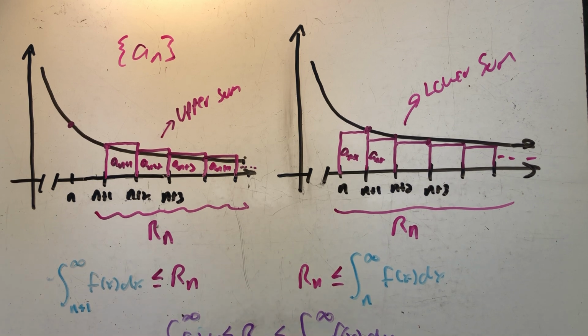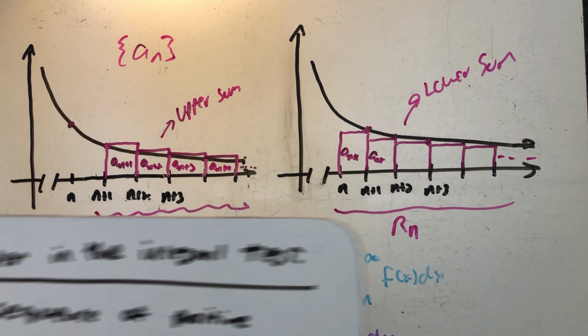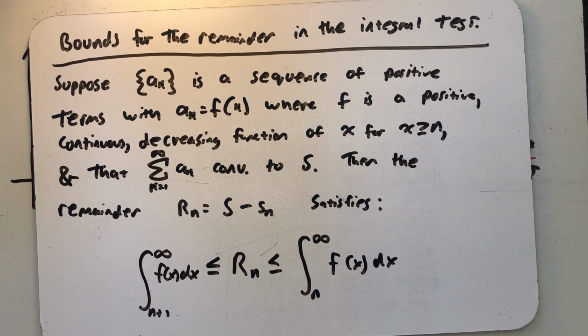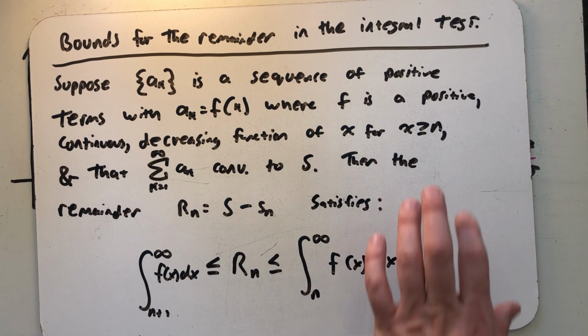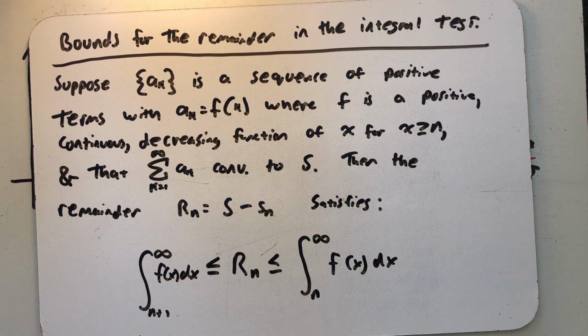Those are the bounds I was looking for in those improper integrals. Now, very formally written out, we have this statement. The bounds for the remainder in the integral test. Suppose that I have a sequence a sub k of positive terms with a sub k equal to f of k, where f is positive, continuous, and decreasing, for the x's past some value n, and that the series converges to s. Then the remainder, r sub n equals s minus s sub n, satisfies the inequalities we just derived.